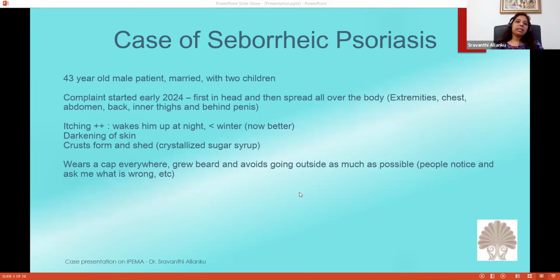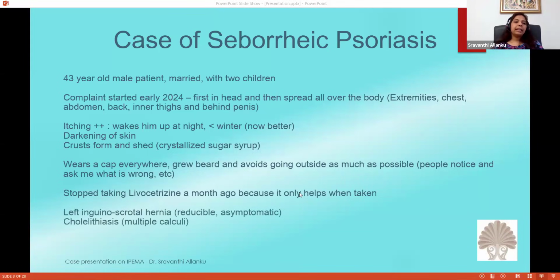I asked him to remove his cap, show me his lesions, which he did, and that's where the case continued. Further to his complaints, there was also a left inguinal scrotal hernia. It was very small, reducible, and asymptomatic. And then he also had multiple calculi in his gallbladder, cholelithiasis.